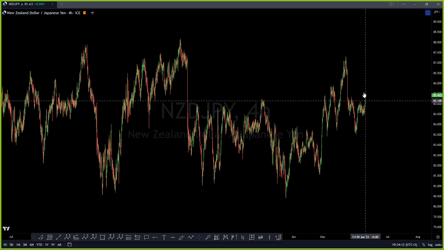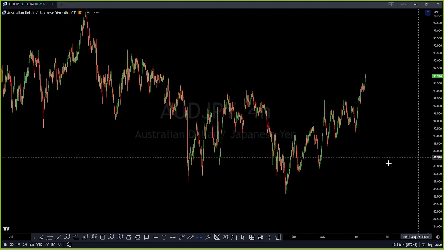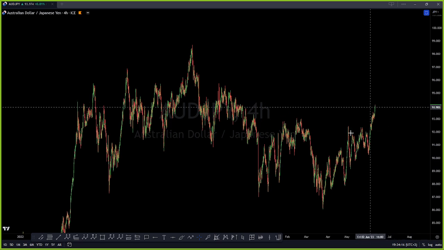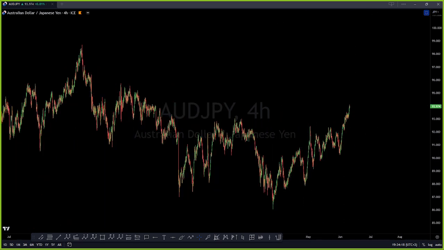Your Audi JPY, we spoke about this one here, that we should see a continuation move to the upside. Nothing much has changed except the three-wave move pullback that we are seeing around these levels, which could just be a buying opportunity to the upside.